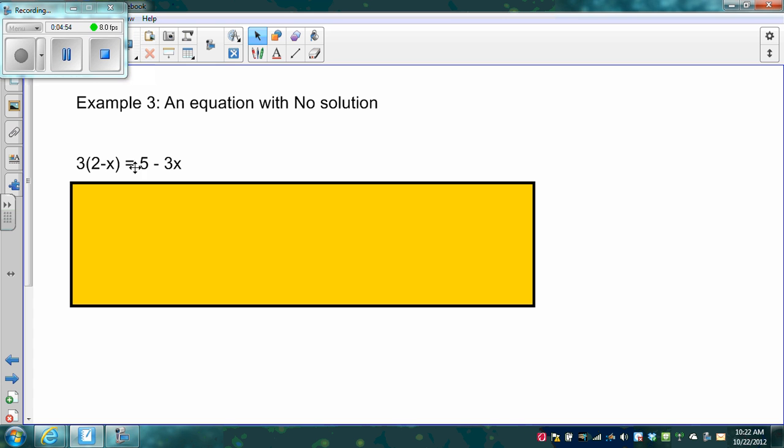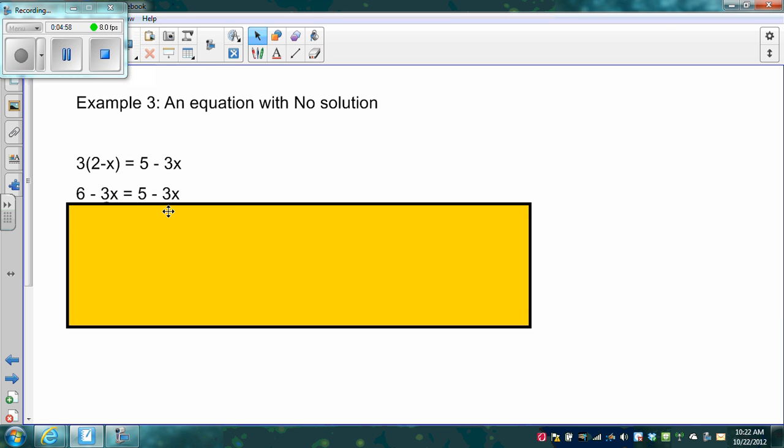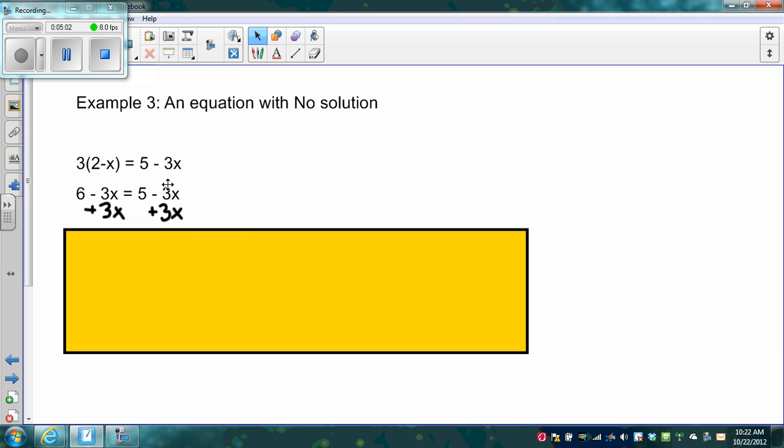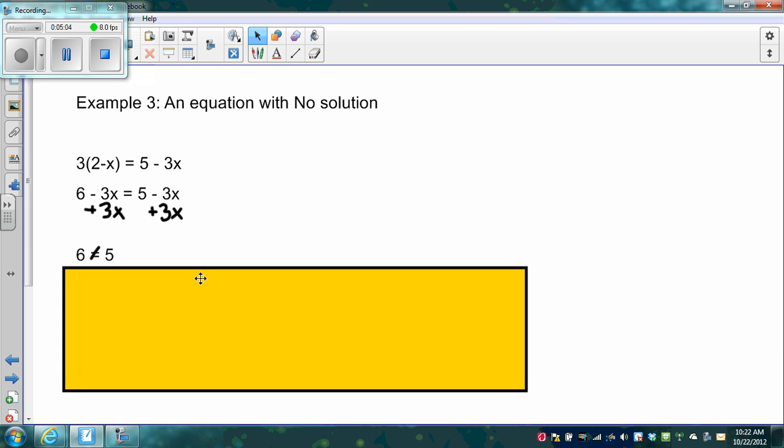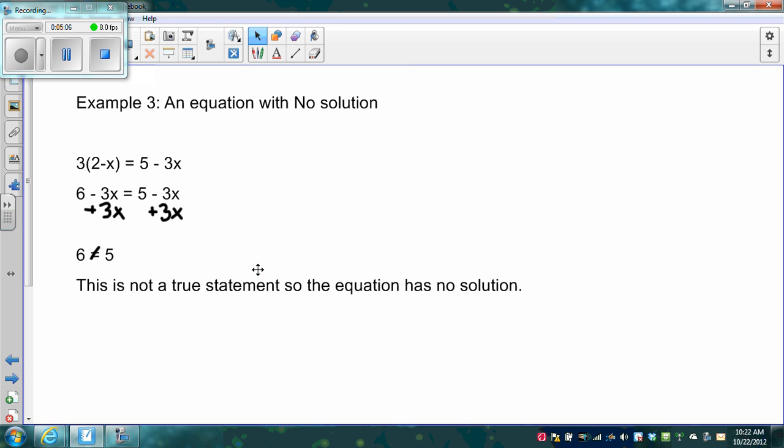So 3 times 2 is 6, 5 minus 3x. We have minus 3x now on both sides. If we add it to both sides to cancel it out on either one, we're going to end up with 6 equals 5. That's not true. You know it's not true.